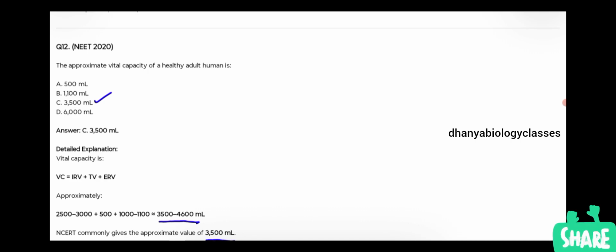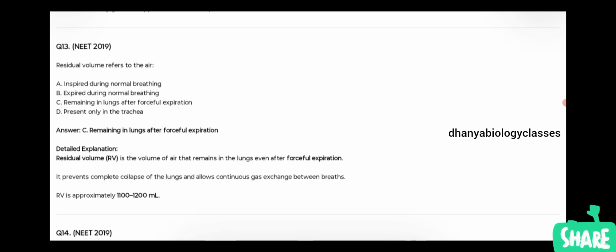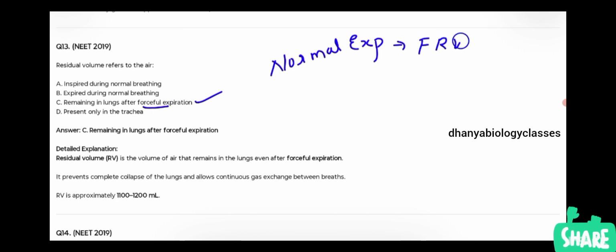So what is VC? This is IRV plus TV plus ERV. Residual volume refers to the volume of air remaining in the lungs after forceful expiration. The volume of air remaining in the lungs after normal expiration is actually the functional residual capacity. But here it is forceful expiration, so the answer is residual volume.